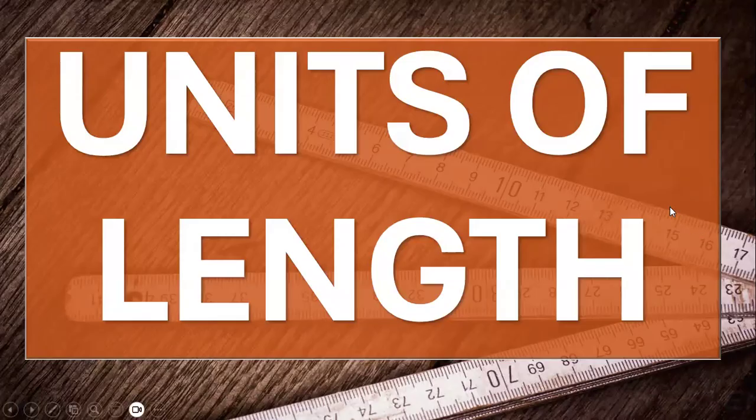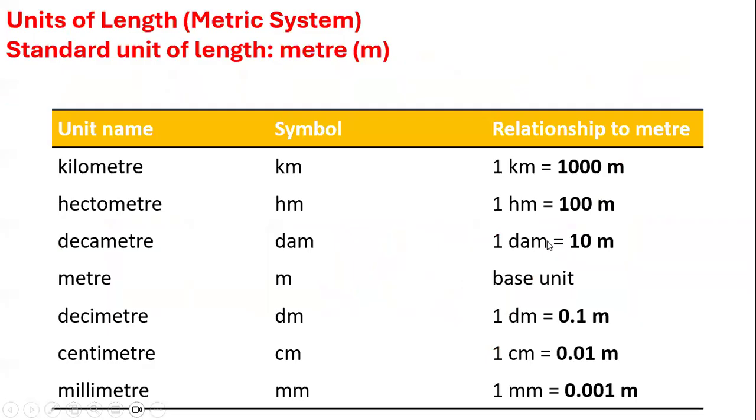So besides meters, what are some other units of length that we have? We have kilometers, hectometers, decameters, centimeters, and millimeters, all them good stuff, right? So that's what we did yesterday. And we had a whole table that showed the unit name, the symbol, the relationship, and all that good stuff.